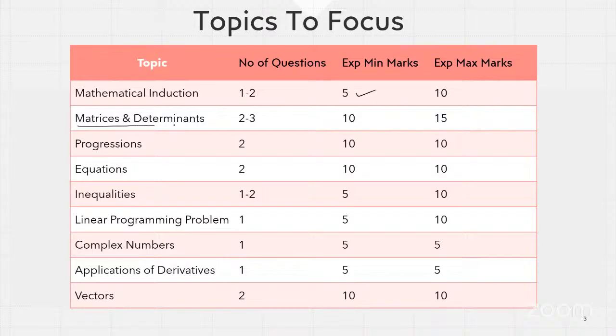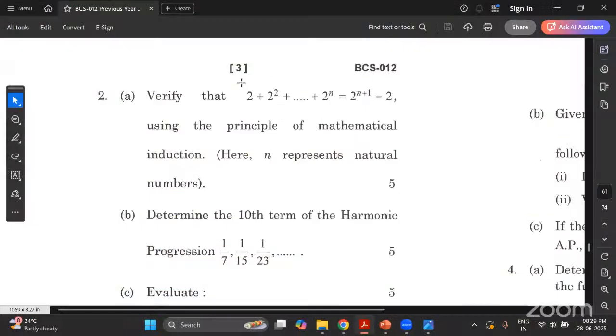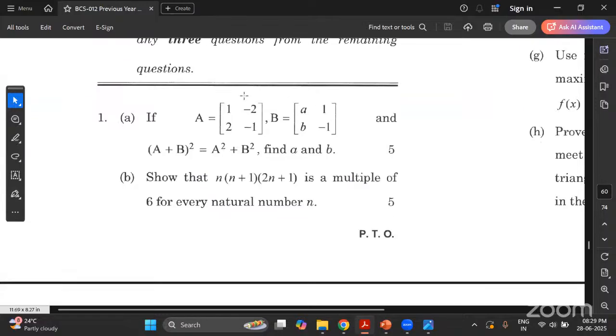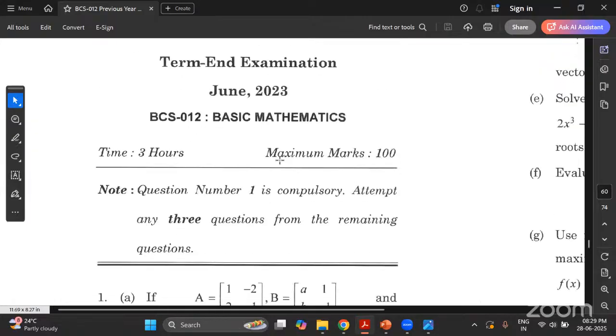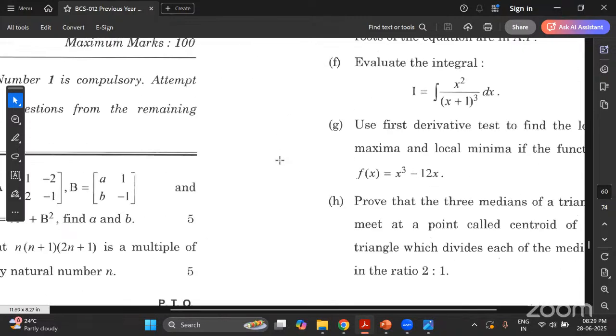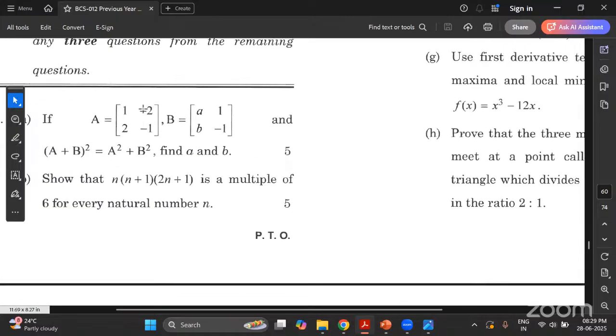Matrices and determinants is something you should definitely not miss because the very first question in your question paper is from determinants or matrices. See here, the first question, very, very simple question. It is given (a+b)² = a² + b², and you have to find what a and b are. Okay. So this is just addition and multiplication you are doing. So there is one question on matrices and you will have one question on determinants. Okay. That is in the first question.